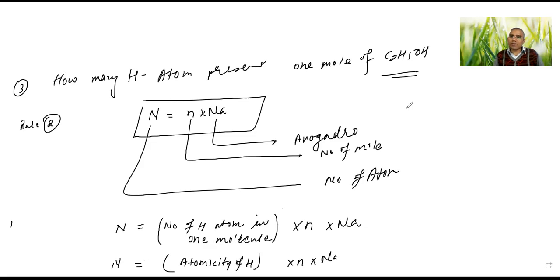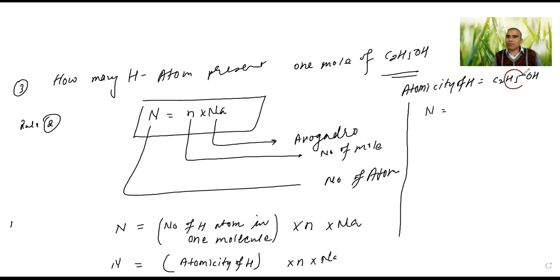Now let us try to understand. How many hydrogen atoms are there in this one molecule, C2H5OH? Check the atomicity of H. Here there are 5 hydrogens, and here is 1 hydrogen. So the total hydrogen atoms are 6 H atoms. So in one molecule 6 are there.